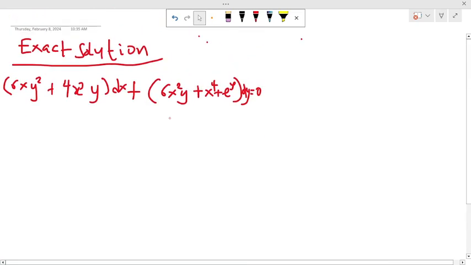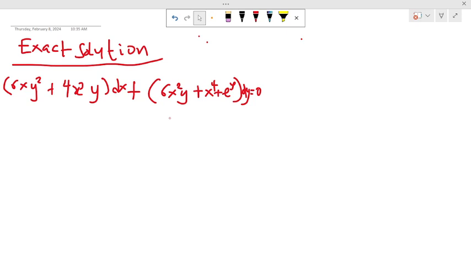Welcome to Okonkwo Academy. In this tutorial, we'll be taking you through part 2 of the exact solutions, where we are going to use shortcuts to solve the exact solutions to make our solutions very simple.